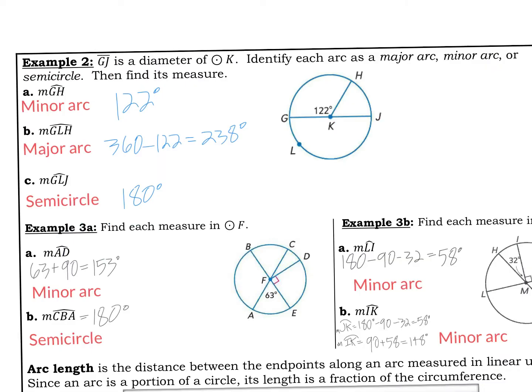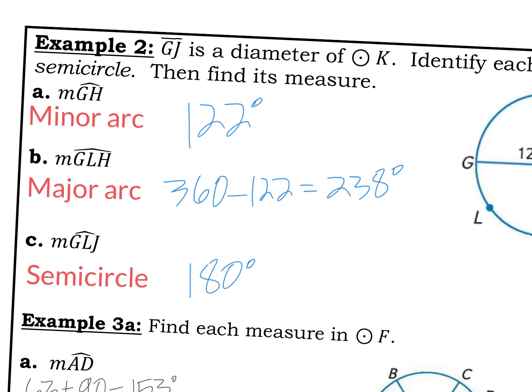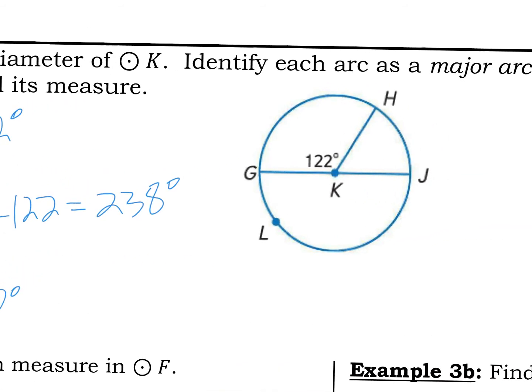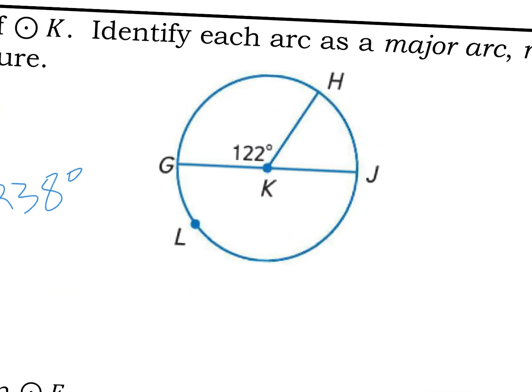In my next example, I have that GJ is a diameter of circle K. So identify each arc as a major arc, minor arc, or semicircle, then find its measure. So I'm looking for the measure of arc GH, and I wrote that's a minor arc that's equal to 122 degrees. So here's GH. You can see that it has 122 written right there, so that's why I knew it was 122 degrees. And so if it's less than 180, that's a minor arc. For GLH, I said that was a major arc, and I said it's 238 degrees. I did 360 minus 122 to get that.